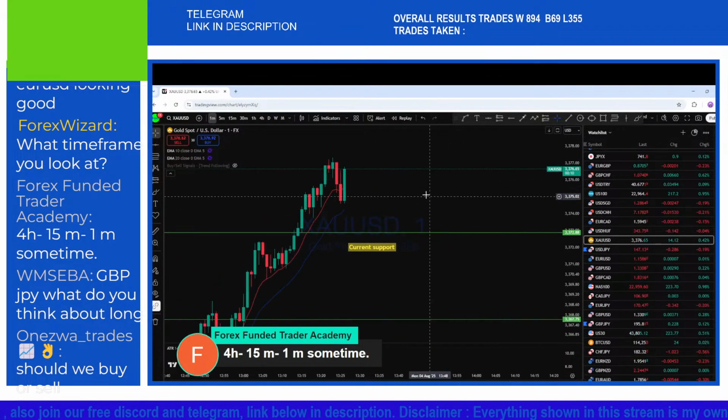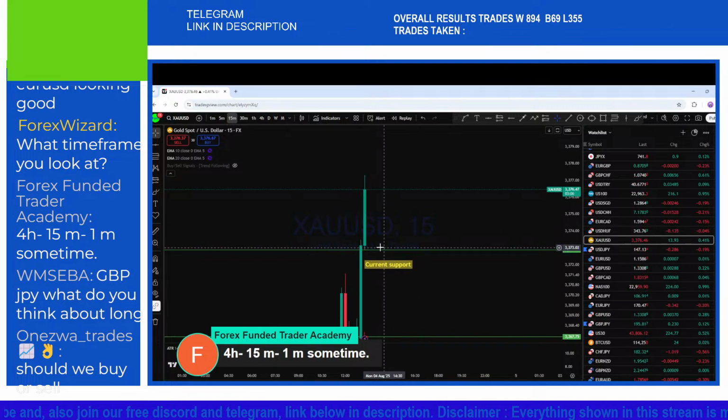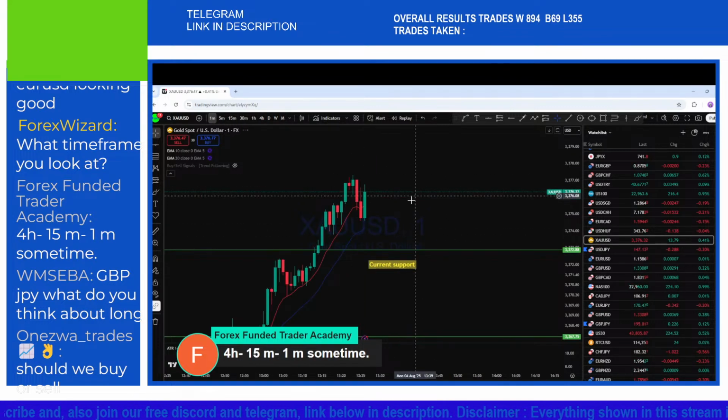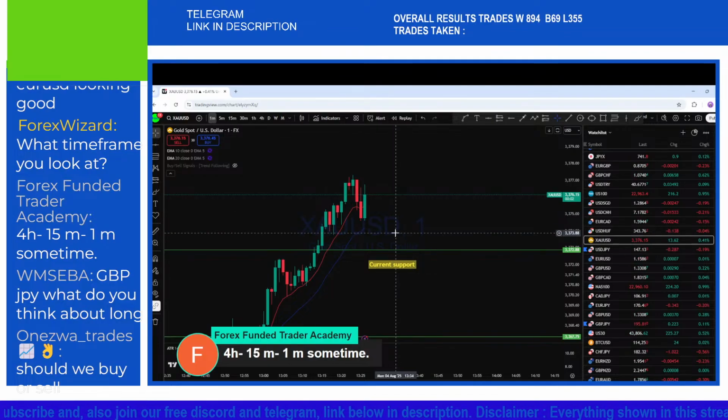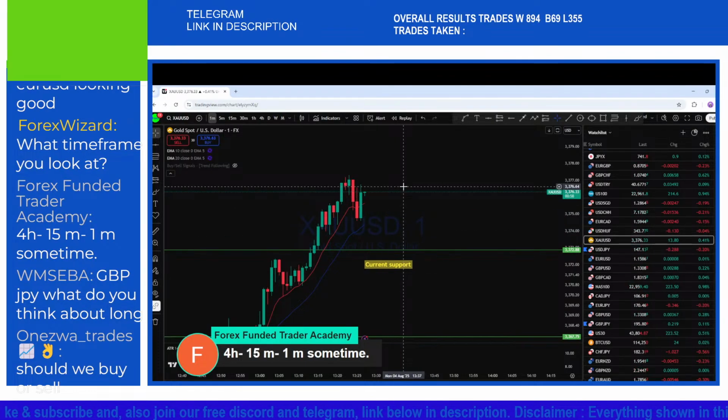So after this drop back below, again trying to bounce, if we look at the 15 minutes, again this is support, waiting for the market to break that low and then to retest back above again to create a new higher high.